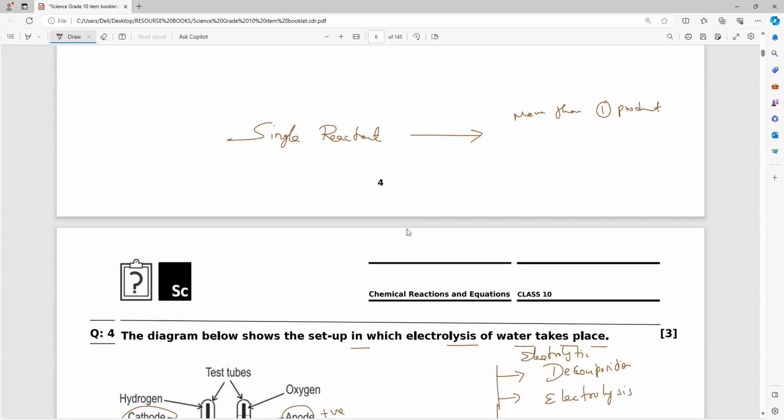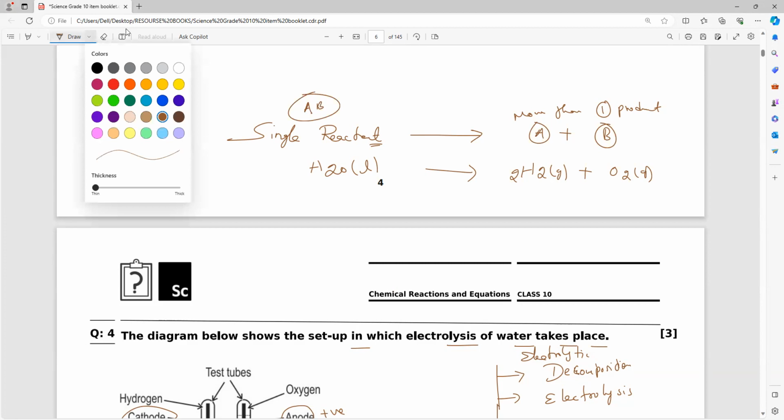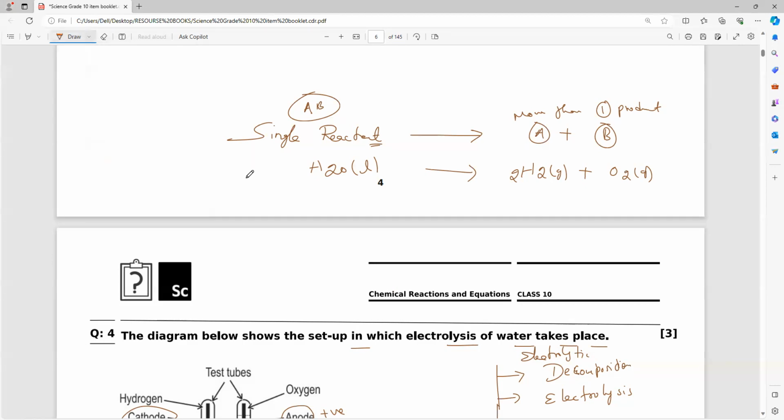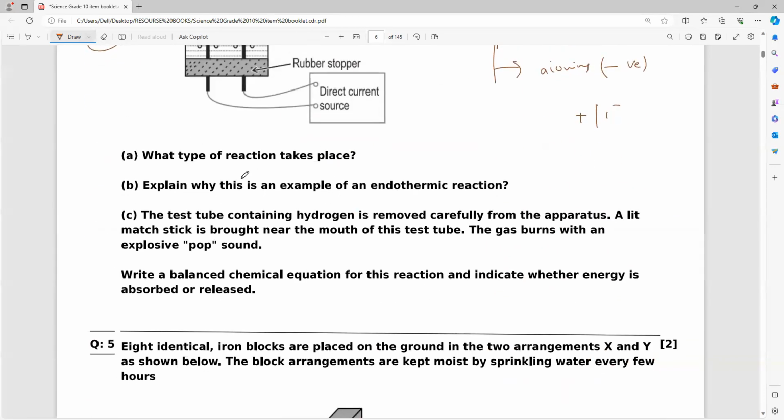What is the reaction? H2O, on electric current, gives you H2 plus O2 gas. Do you all understand, everybody? A single reactant must be there and more than one product must be formed. That is what we used to call a decomposition reaction. That is the primary thing you have to remember. Clear, everyone? Next.